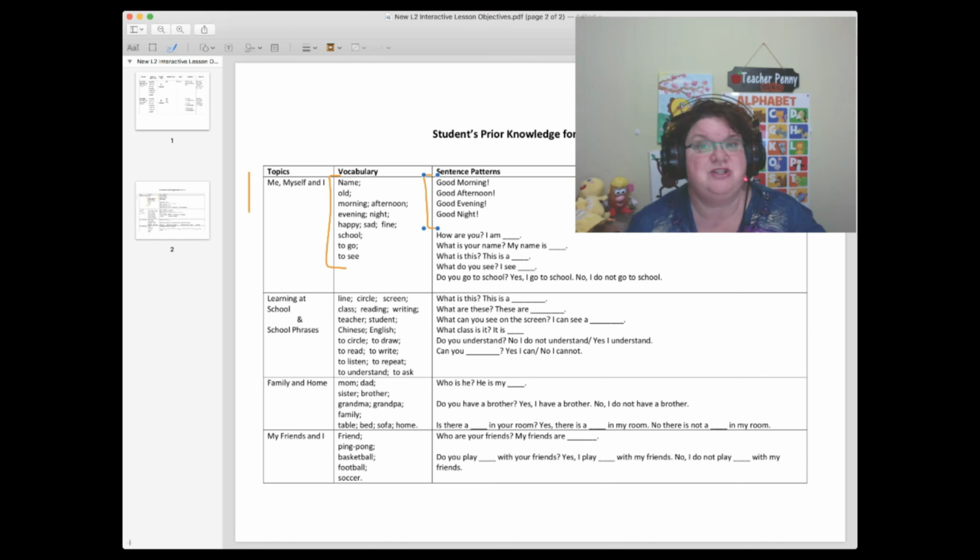They know the question, what do you see? I see a apple. Okay, I see an apple. I see a boy. I see a dog. They've learned that one as well.